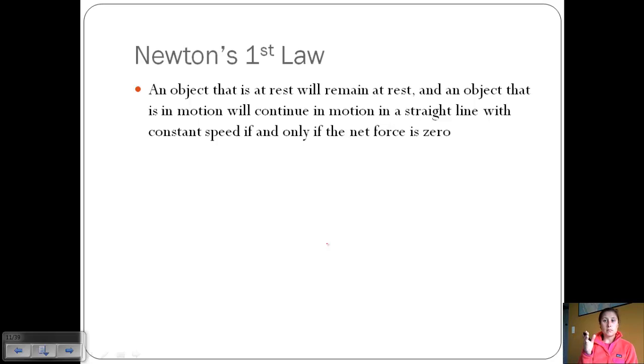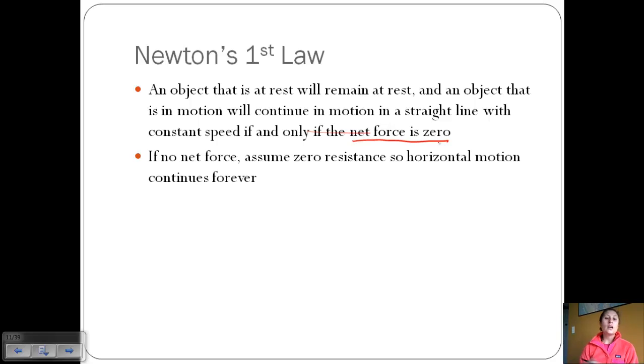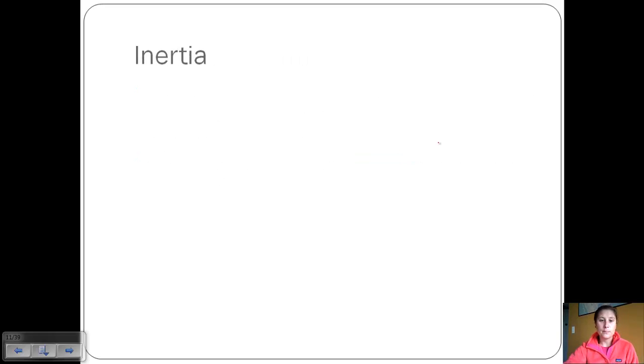So these motions, either at rest or at a constant speed, will only occur if the net force is zero, meaning the object's at equilibrium. There's no forces acting on it in one way or another to change its motion. But as soon as we have a force that acts on an object, then its motion is going to change. So if no net force, we assume zero resistance, and so horizontal motion is just going to continue on forever. So if net force is zero, basically the object's going to keep doing what it's already been doing.